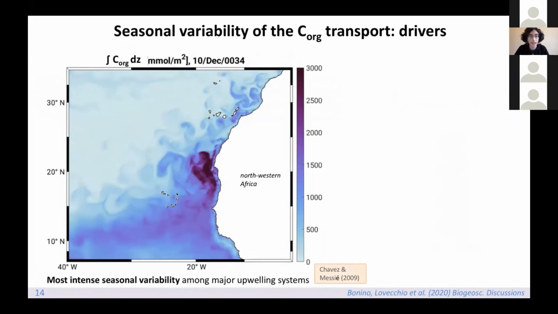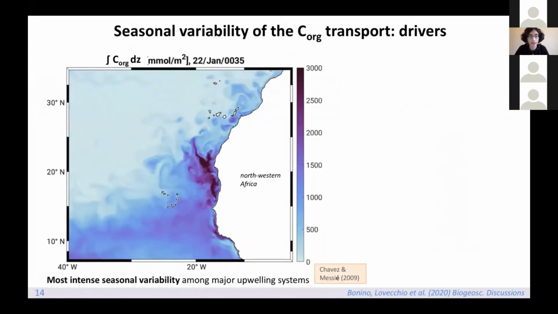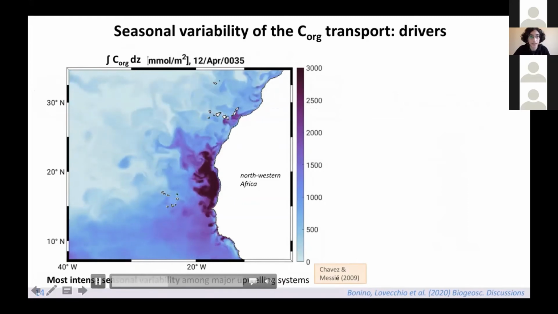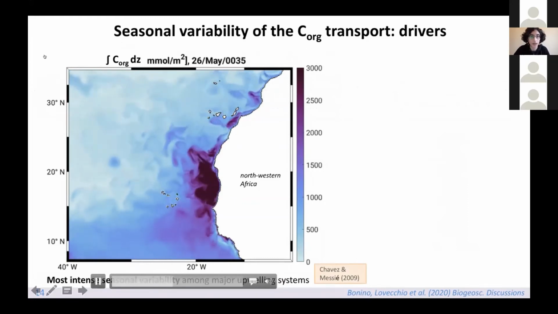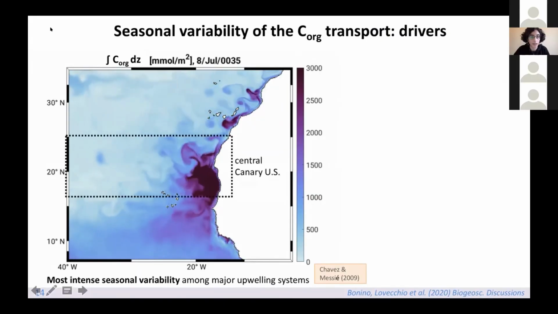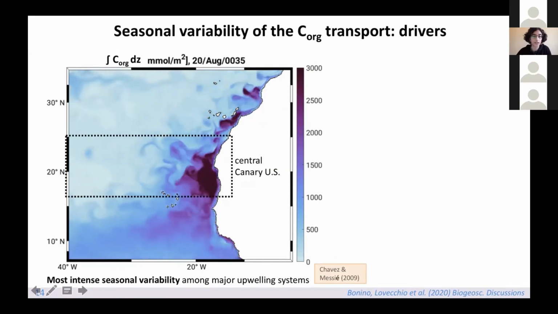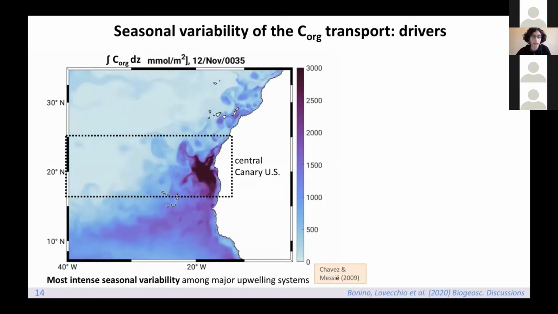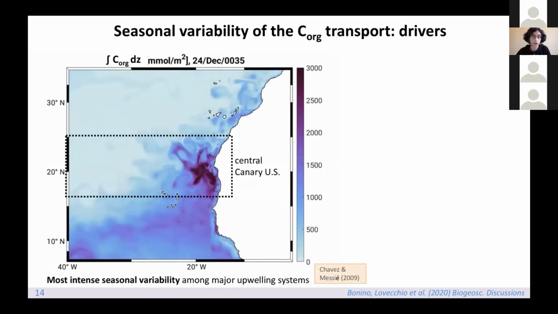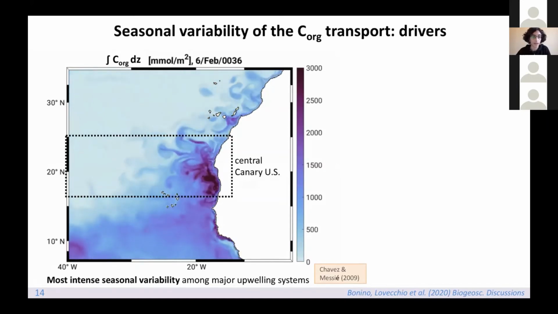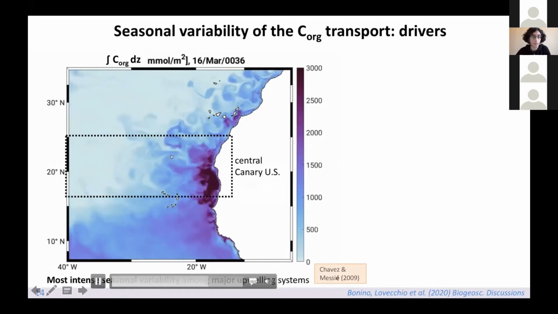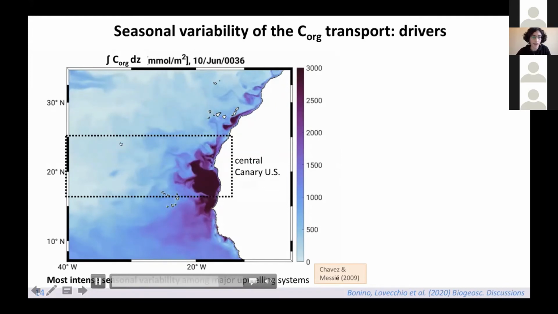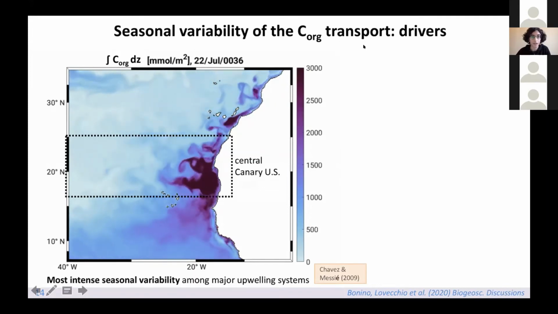So as you can see here, the organic carbon concentration varies in time, and it peaks in some seasons at different latitudes. And I want to focus right now mostly on the central part of the Canary upwelling system, because it's the one that shows the highest organic carbon concentration and also the farthest reaching transport of organic carbon that really gets far into the open waters and reaches the farthest area of our analysis domain.